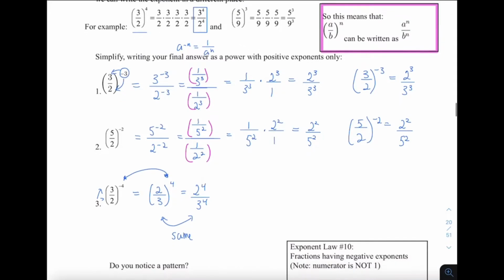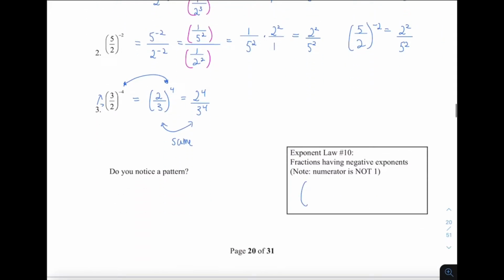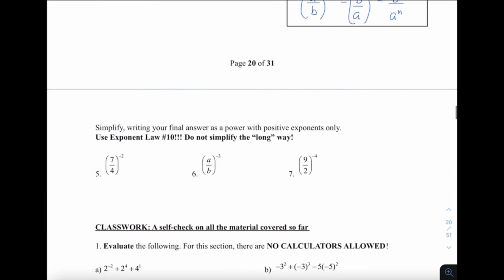But the pattern you should notice is that anytime I have a fraction, a over b to the power of negative n, I can simplify it by writing that as b over a to the power of n, which simplifies to b to the n over a to the n. So that is now our very last exponent law that we're going to learn for the whole unit. And now it's just a matter of applying the rules that we know.